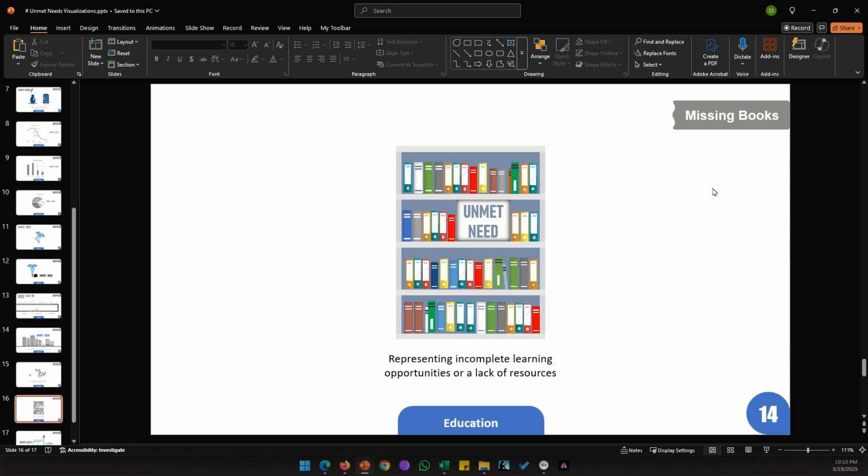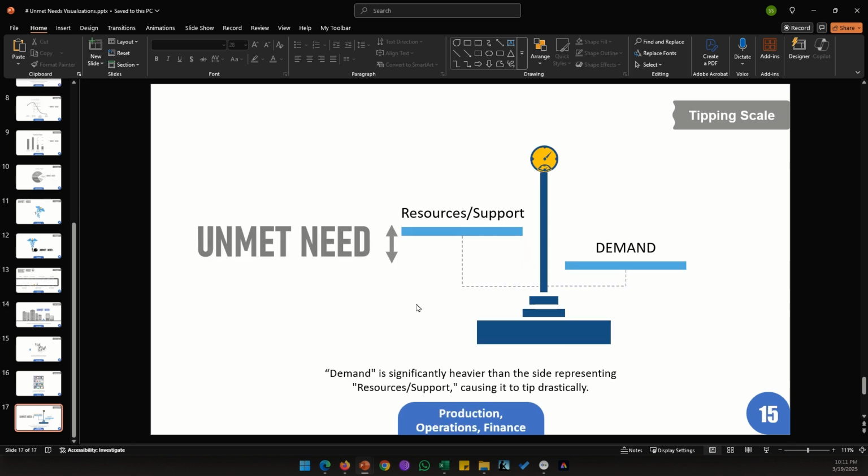14th one I have for you is for the education sector. So we have a shelf full of books, and a part of that shelf is missing books, which could symbolize lack of learning opportunities or lack of resources. We could also move this unmet need text outside here. All of my graphics I've shown here are completely editable in PowerPoint, so feel free to change things around as you see fit.